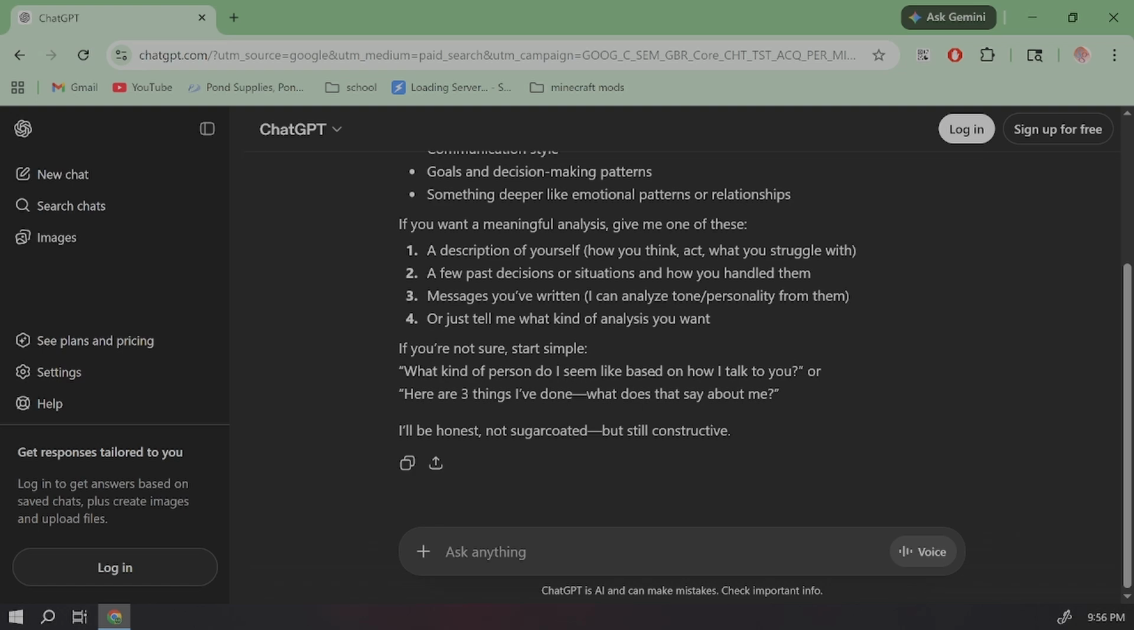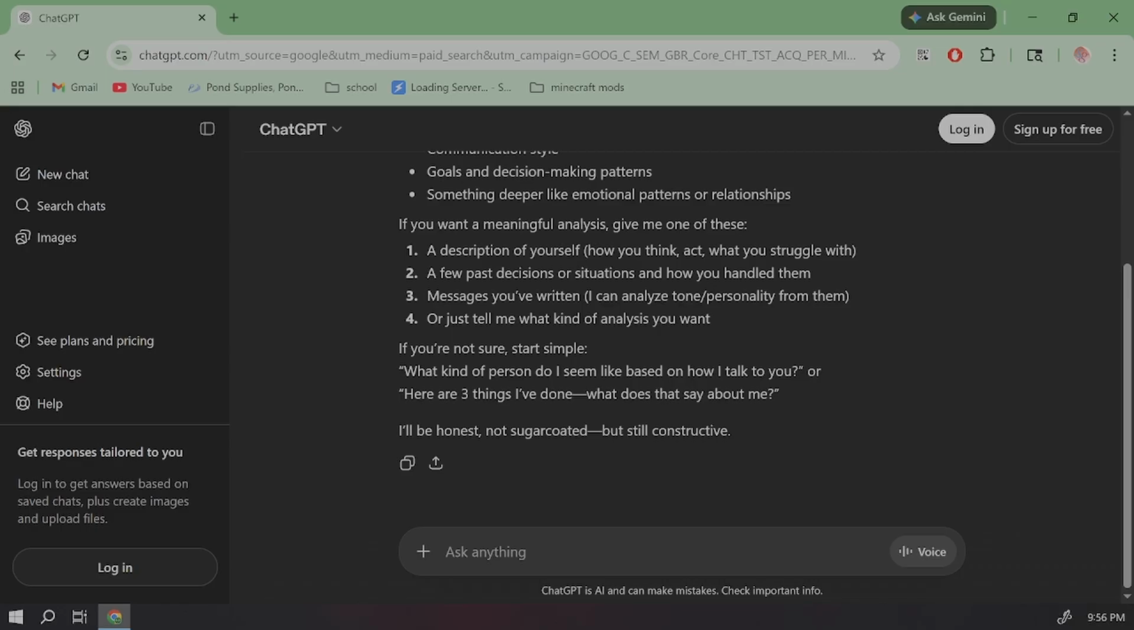What kind of person do I seem like based on how I talk to you? Or, here are 3 things I've done. What does that say about me? I'll be honest, not sugar-coated, but still constructive. If you've ever used AI and felt like the responses were generic or off, this is why. This response is structured, but it's broad, because I didn't give it anything real to work with, so it fills in the gaps with general human patterns. Or, it tells you what you need to say so that it can give you a clearer response. This is the baseline. Without structure, generic reflection.